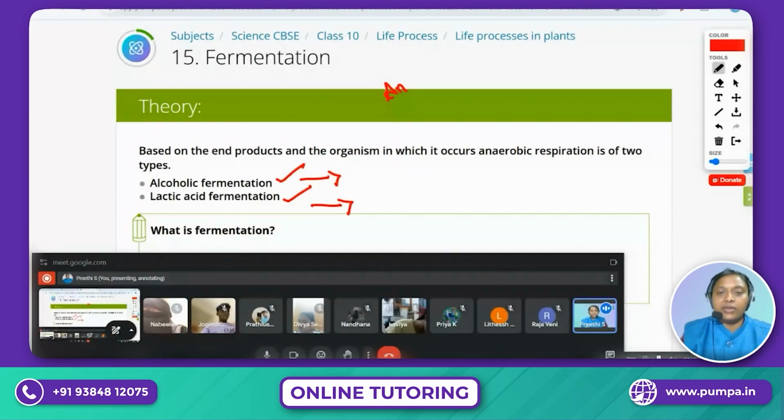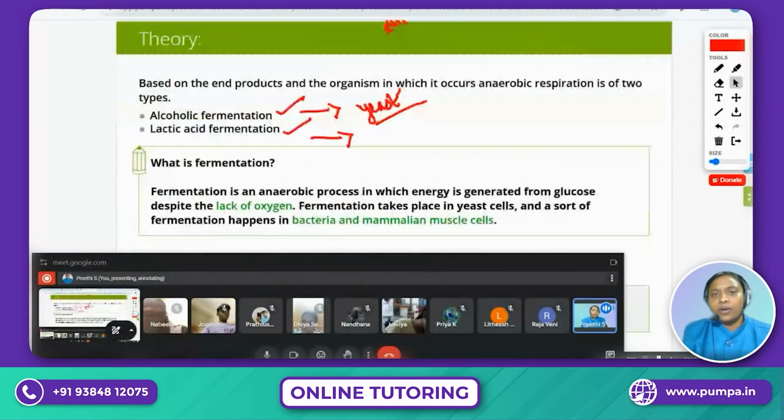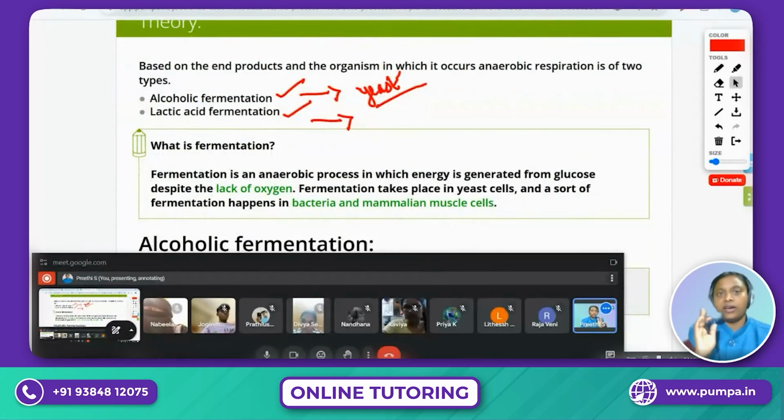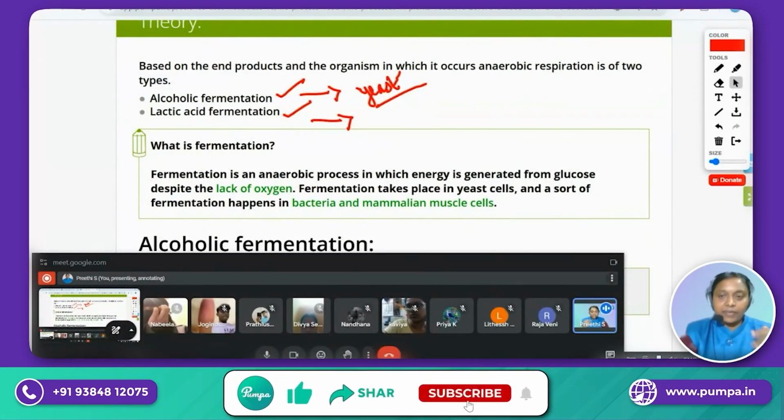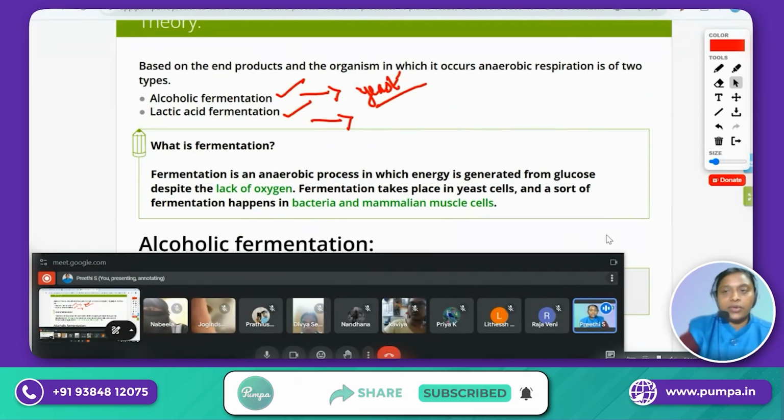The well known example is yeast. And what is the product? What is the use of yeast, everyone? Even in your microorganisms chapter in 8th grade you would have learned about yeast. What is the use of yeast?